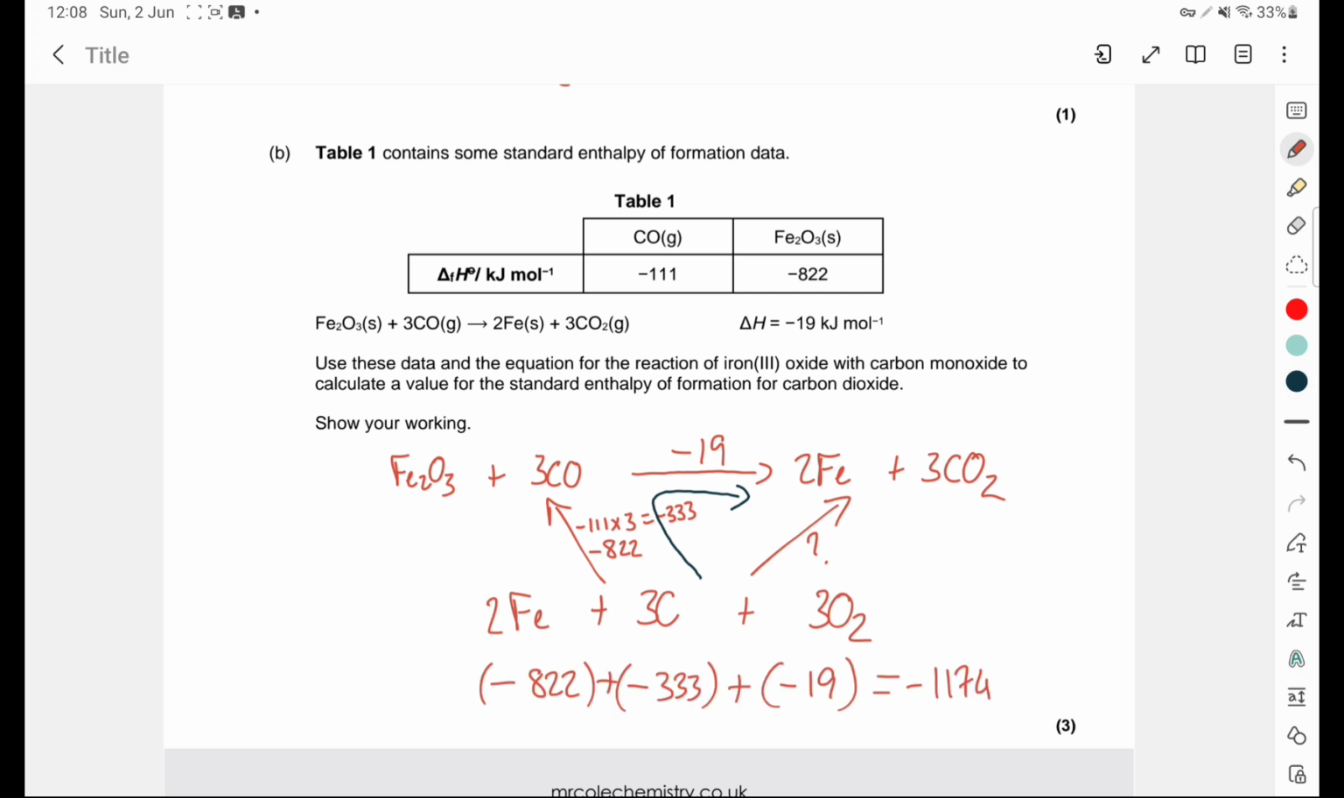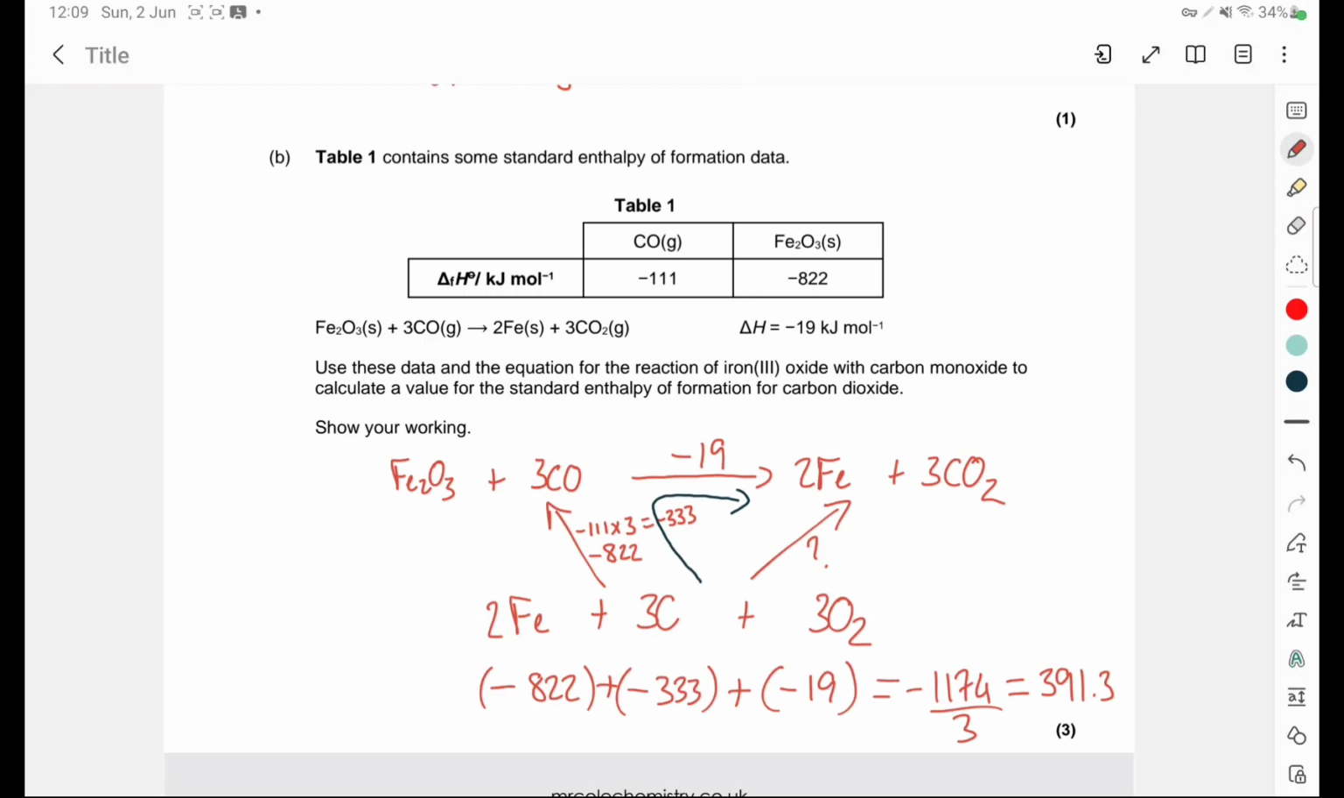It would be very easy to stop there thinking you've finished. However, you have worked out the value for the arrow on the right here. The arrow on the right is for 3 times the formation of CO2, therefore we need to divide it by 3 to get the value for the formation of CO2, which gives you an answer of minus 391.3.